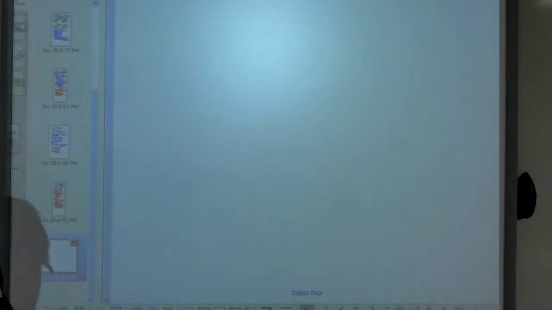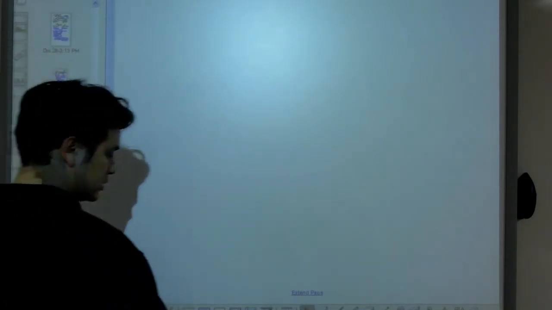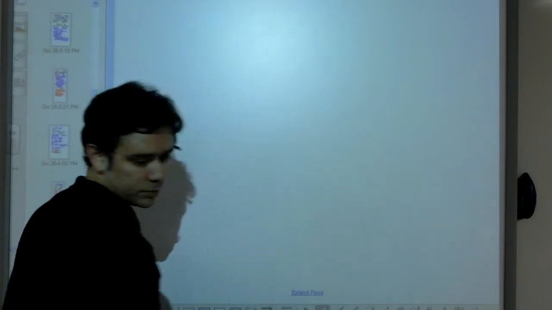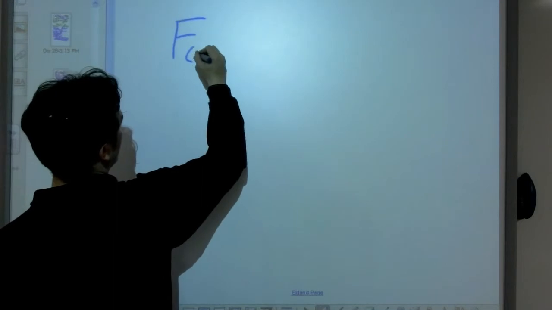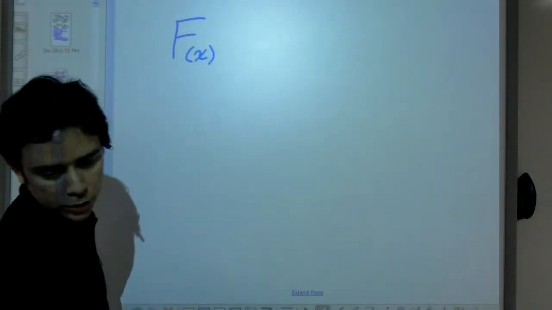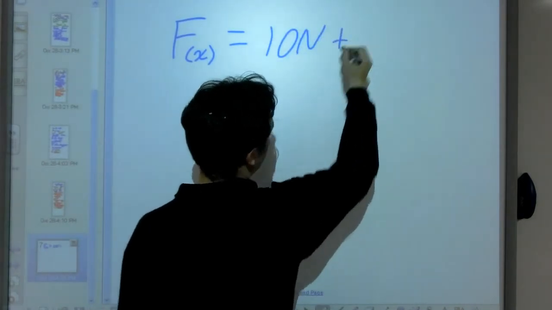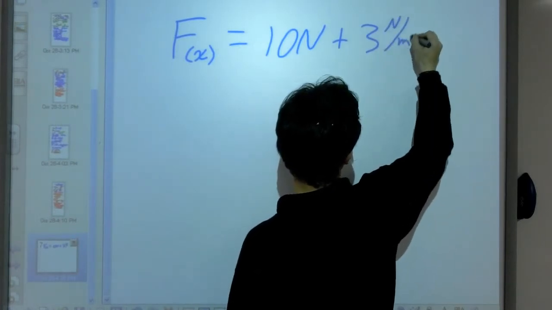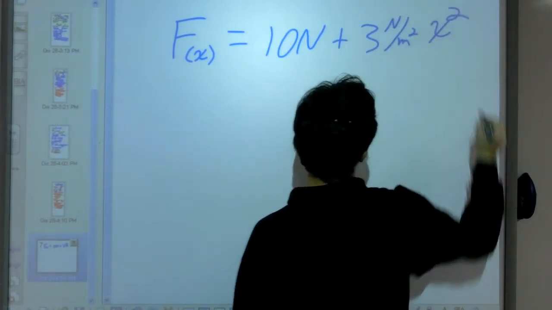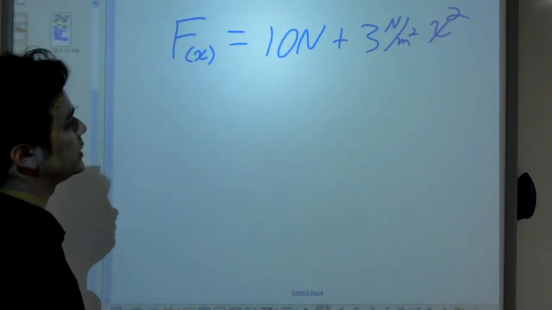Okay, and so here's a sample problem for AP C level because we're going to deal with calculating work with a non-constant force. This one's going to be pretty nondescript. I'm going to give you a function for our force. Force as a function of position equals 10 newtons plus 3 newtons per meter squared times x squared. So if I plug in some value for x, I can find what the force is.